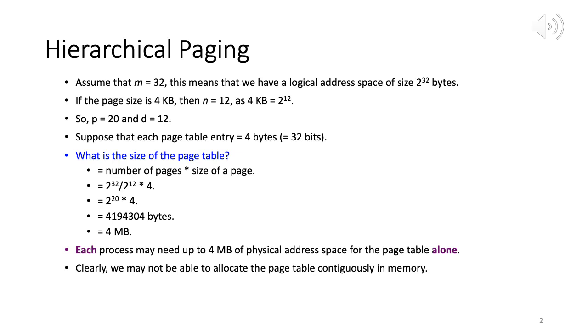And what is n over here? We assume that the page size is 2 raised to n bytes, so n is the number of bits in the offset. We had two other quantities, p and d. p was the page number, d was the offset. If the offset of the address needs n bits, then the page number has m minus n bits, because the total number of bits in the logical address is m.